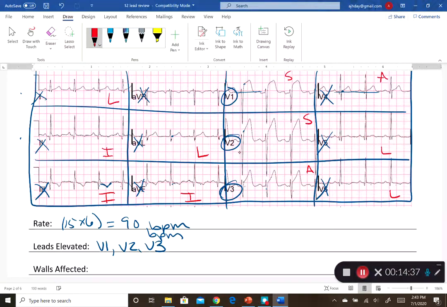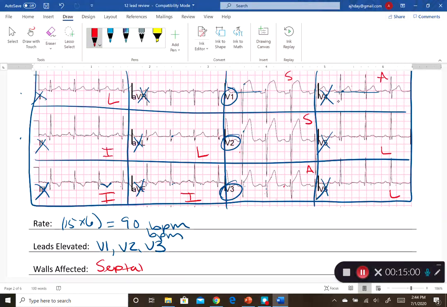So V1 and V2, these are contiguous with each other and they both show septal wall. So I do know that the septal wall is affected. Now V3 goes with V4. So since I don't have elevation in V4 and I only have it in V3, I'm not going to label this anterior, because for it to be a true anterior wall MI, I would see it in both V3 and V4.